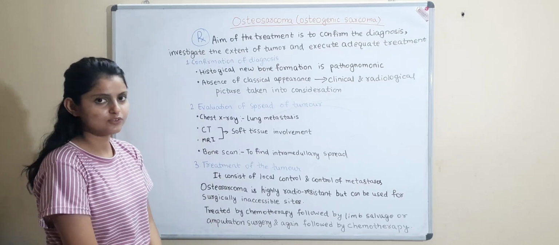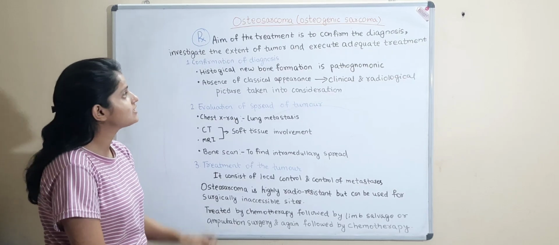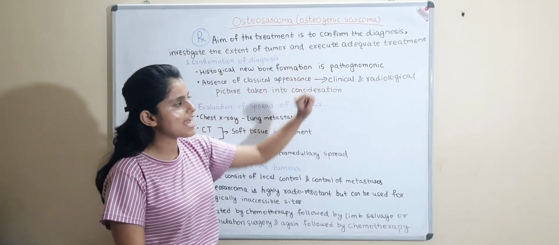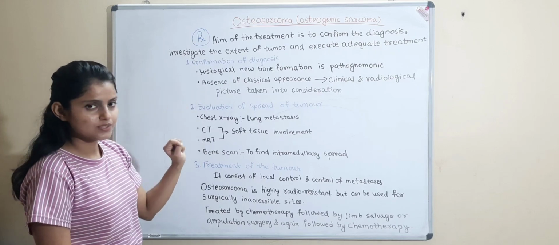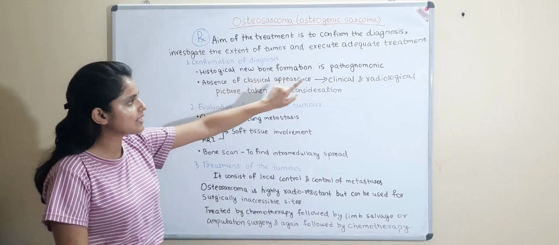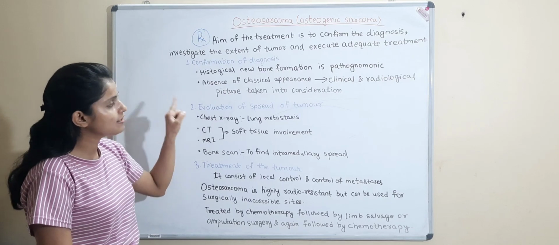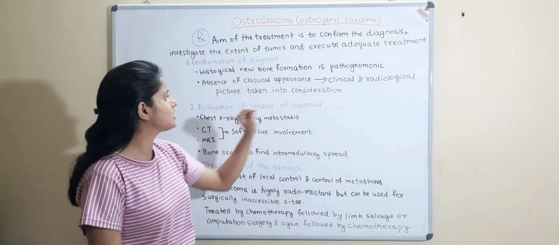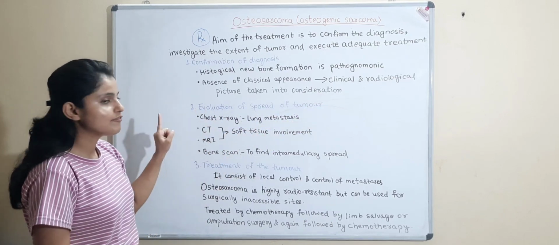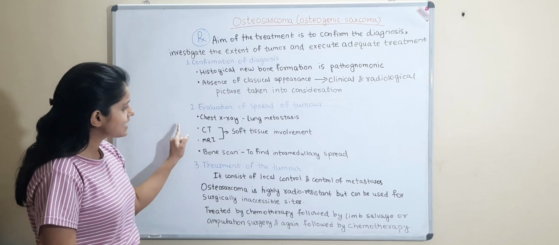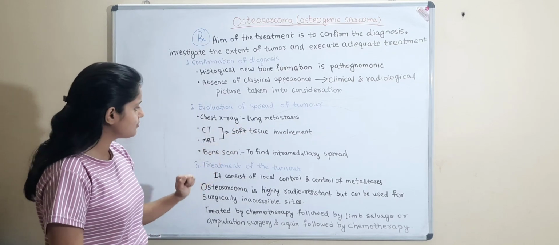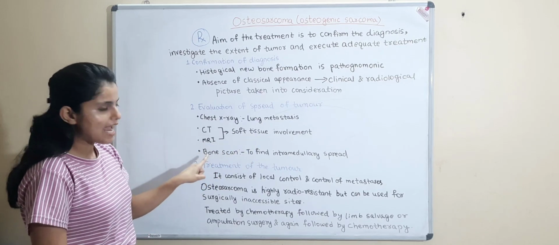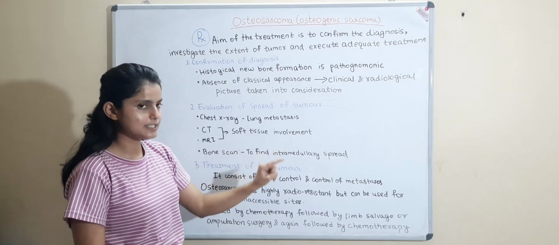Now talking about the treatment of osteosarcoma, our aim is to confirm the diagnosis, then investigate the extent of the tumor, and then execute the adequate treatment. On confirming the diagnosis, on biopsy we see the new bone formation, which is pathognomonic for osteosarcoma. If new bone formation is not seen on biopsy, then the clinical and radiological picture can be taken into consideration. For evaluation of the spread of the tumor, chest X-ray is performed where lung metastasis is observed, and for soft tissue involvement, we perform CT and MRI, and we perform bone scan to find the intramedullary spread.